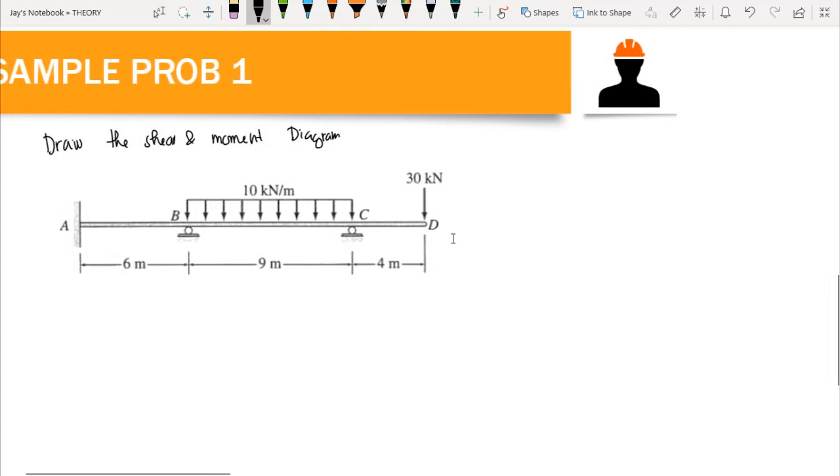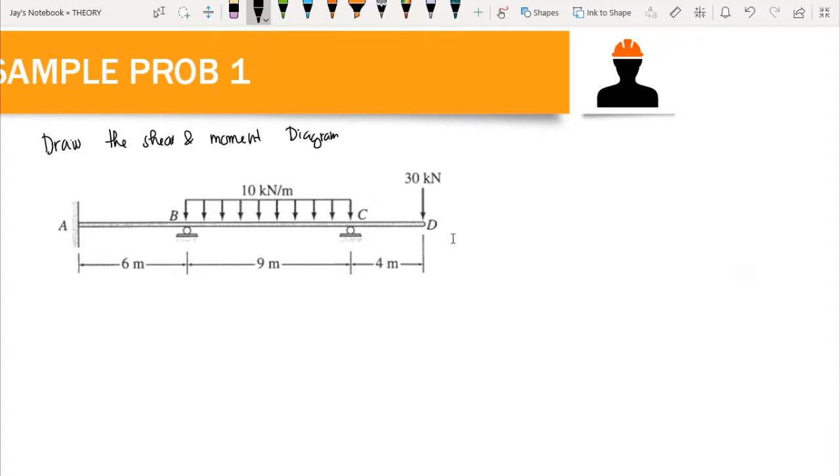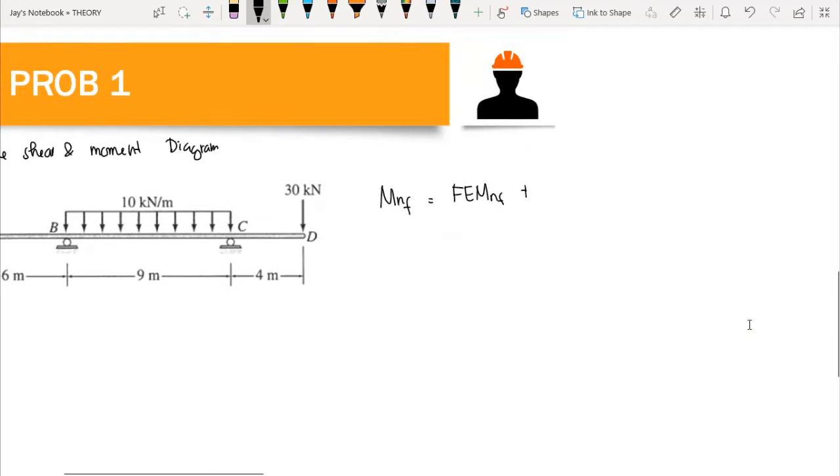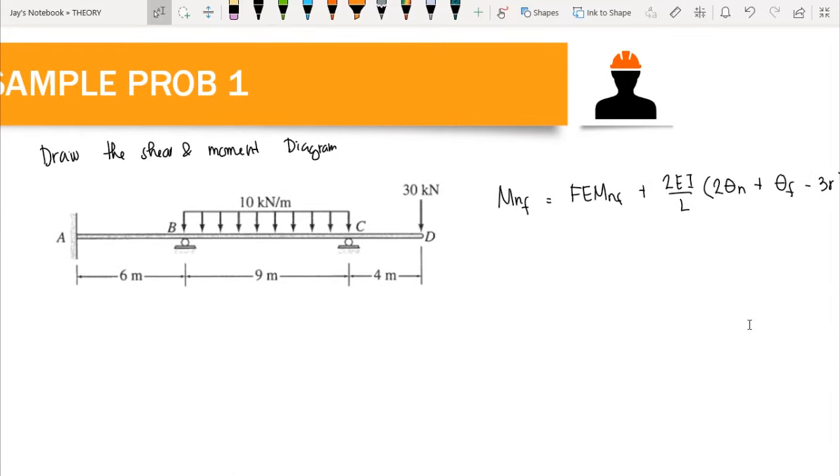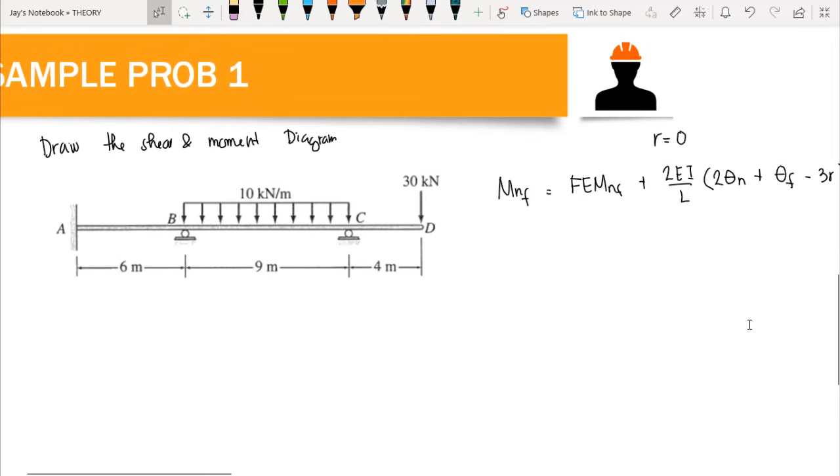So again, we have this slope deflection equation. We have M_NF equal to the fixed end moment FEM_NF plus 2EI over L times (2 theta N plus theta F minus 3R). Now, in this case, since we do not have a support settlement, our chord would not have a rotation. Therefore, our R here is automatically equal to 0. So the first thing we do is divide this into segments. And we know that our beam is discontinuous at B and at C.